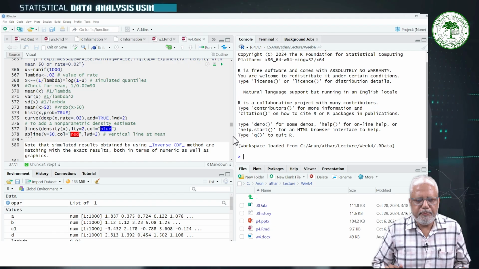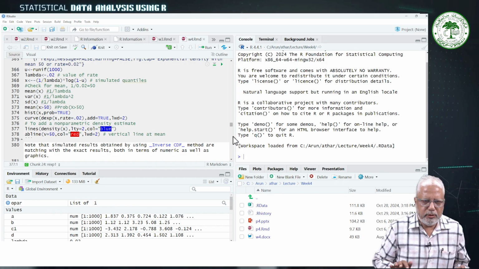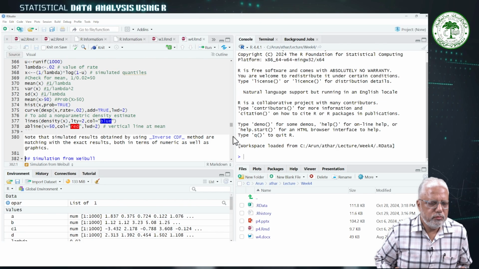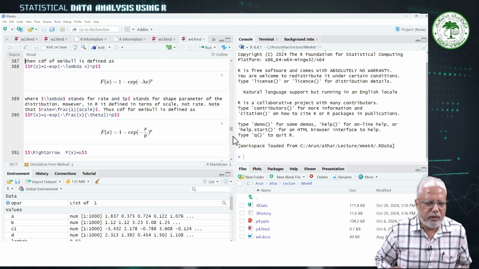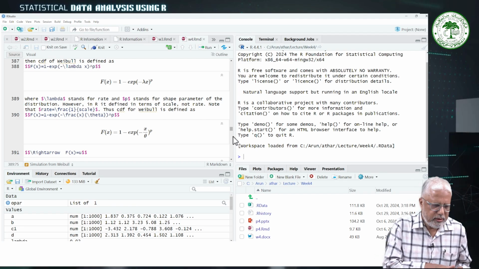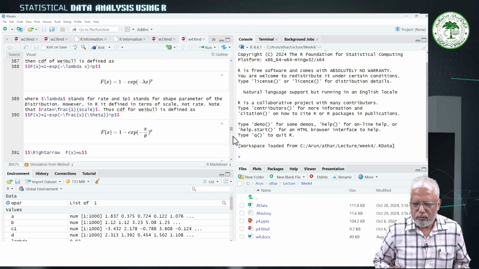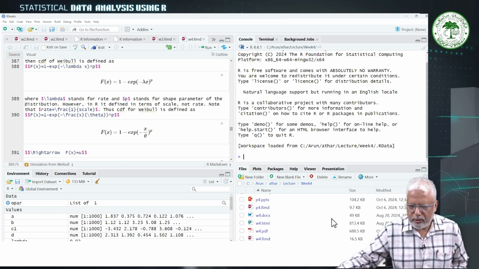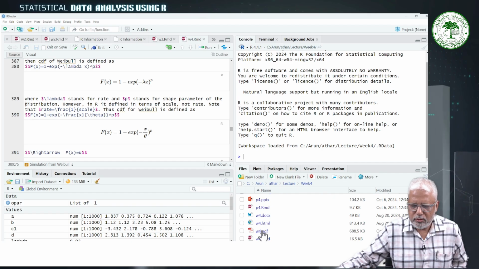Well, my dear participants, we have already talked about simulation from exponential distribution. Now, today I am going to talk about simulation from Weibull distribution. So, before that, I would like to show you the theory behind simulation from Weibull distribution.